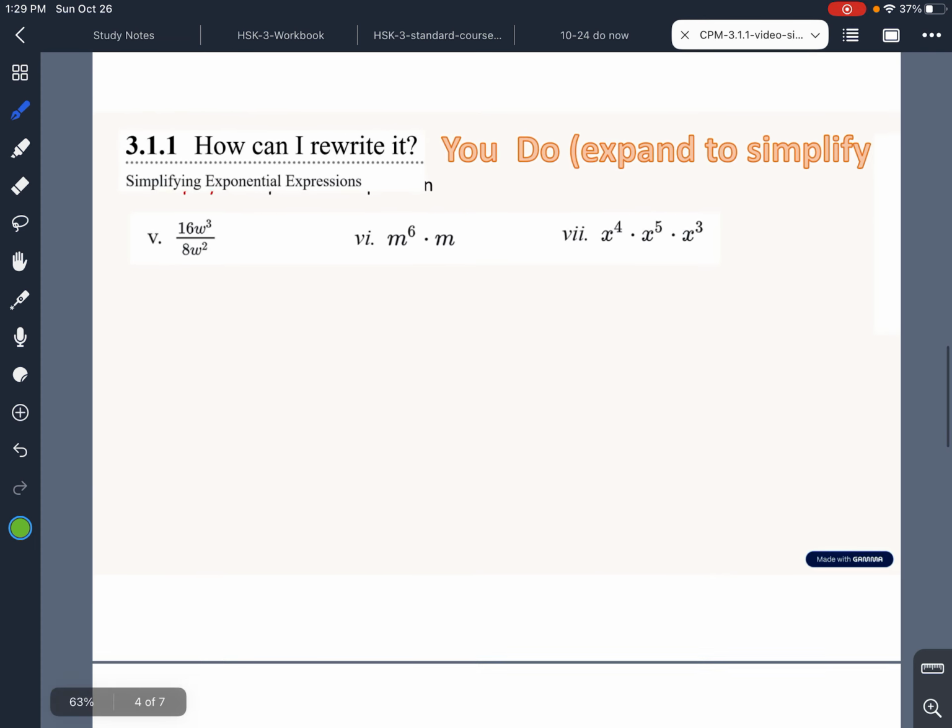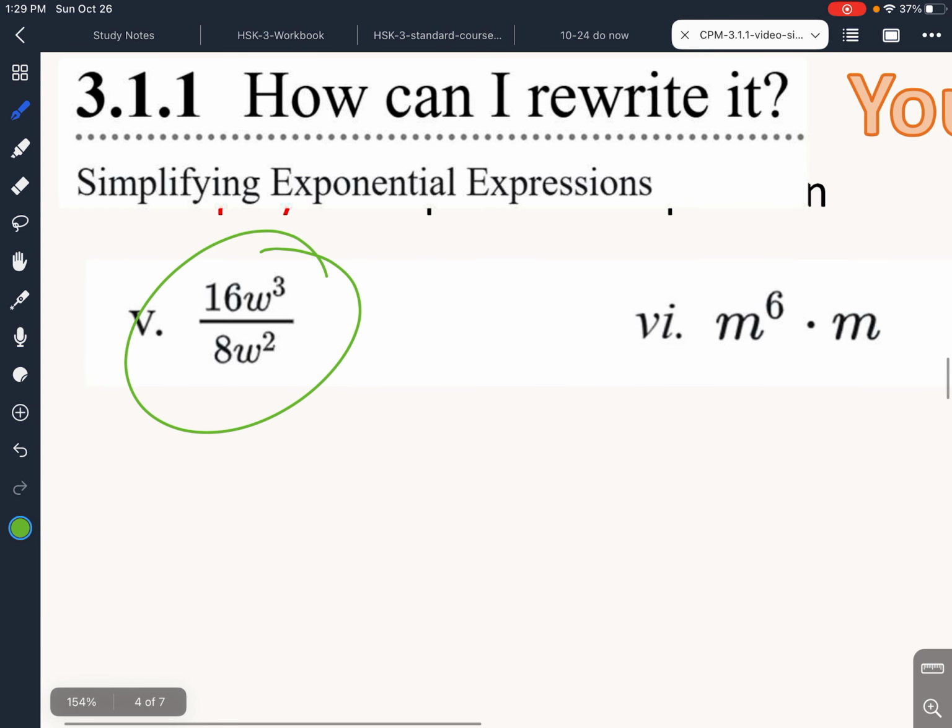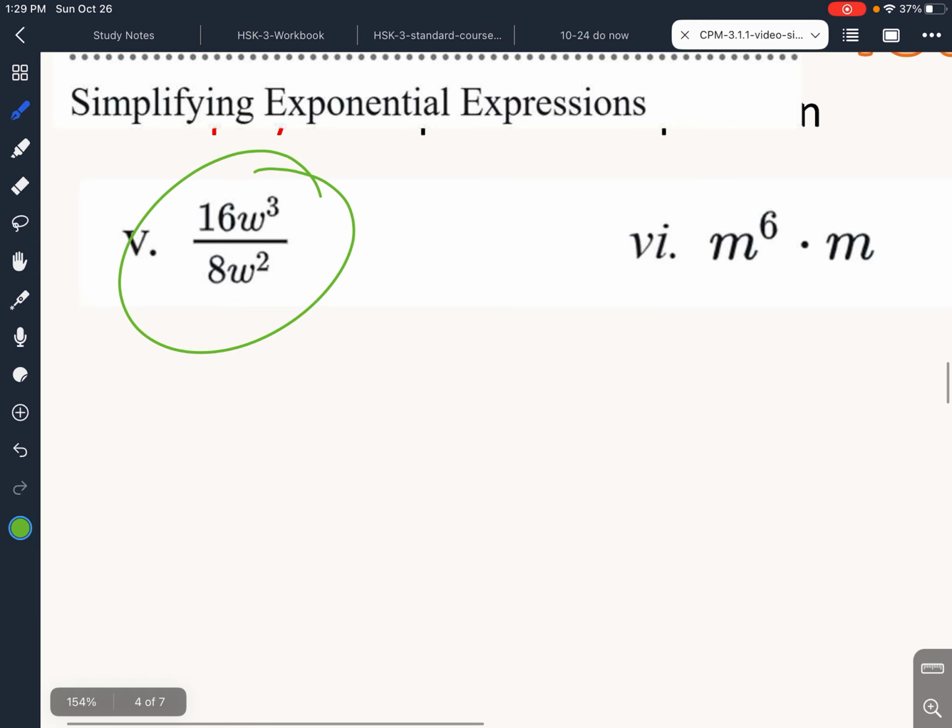All right. So let me look at this one. I have 16 times w to the power of 3 divided by 8 times w to the power of 2.